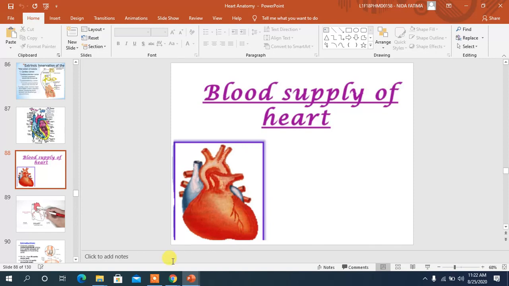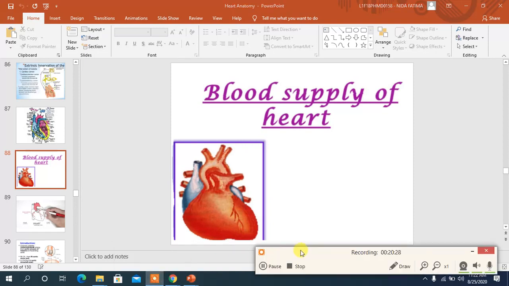So we have understood about the conduction system of the heart. Now in the next lecture we will see the blood supply of the heart.